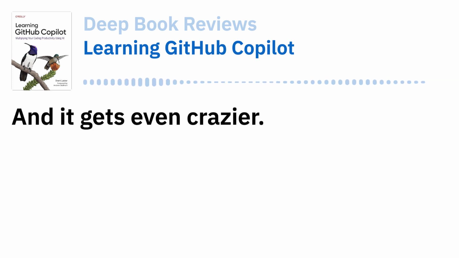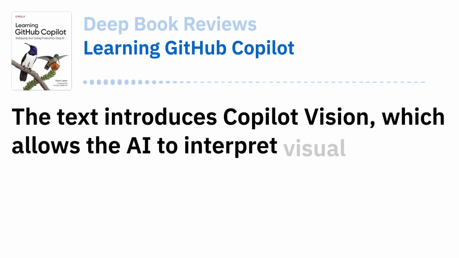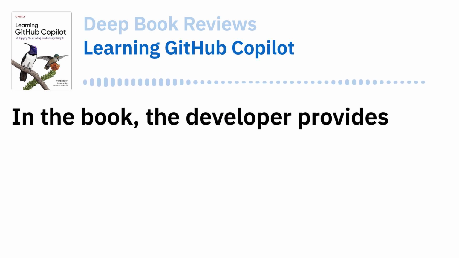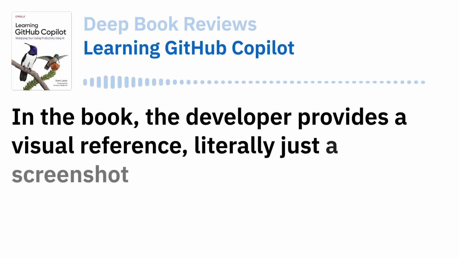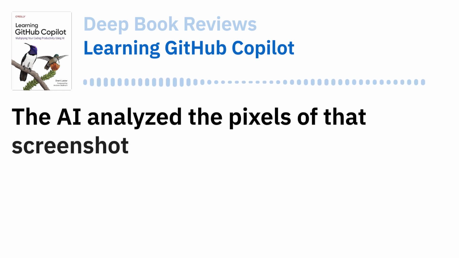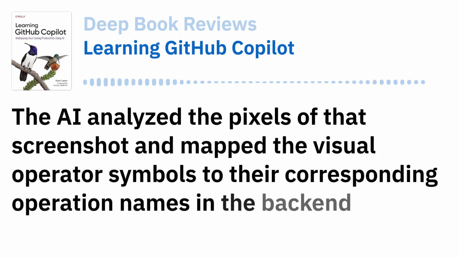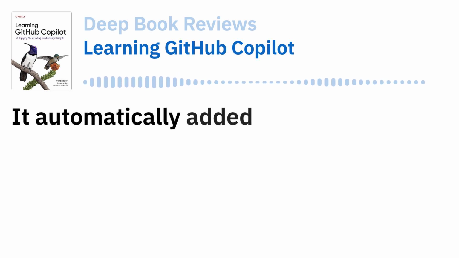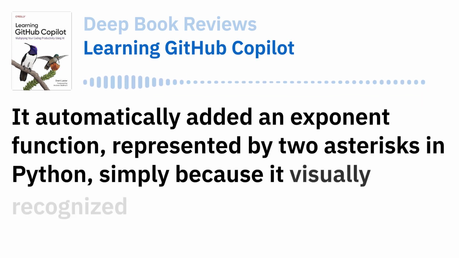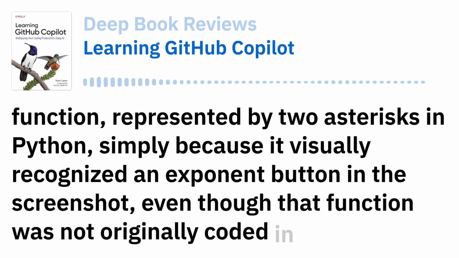And it gets even crazier. The text introduces Copilot Vision, which allows the AI to interpret visual data. This part blew my mind. Same. In the book, the developer provides a visual reference, literally just a screenshot of the standard calculator interface. The AI analyzed the pixels of that screenshot and mapped the visual operator symbols to their corresponding operation names in the back-end logic. Right. It automatically added an exponent function, represented by 2 asterisks in Python, simply because it visually recognized an exponent button in the screenshot, even though that function was not originally coded in the base application.